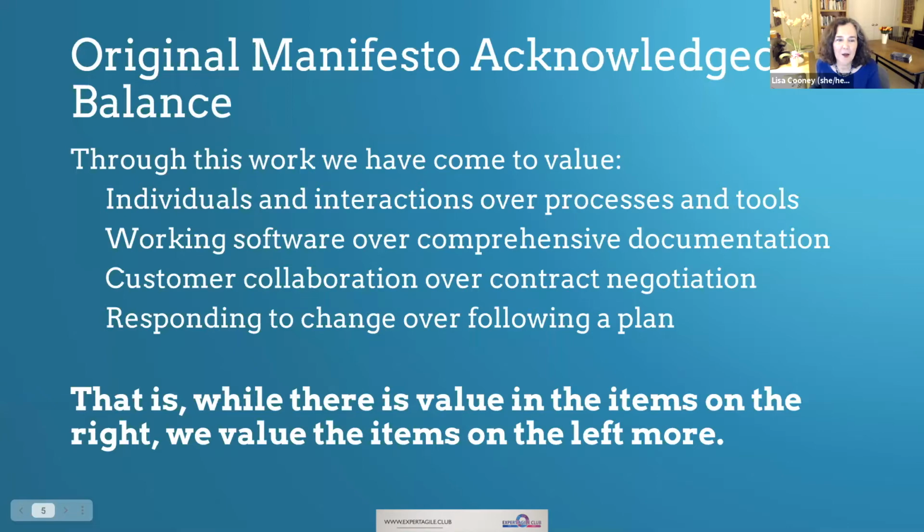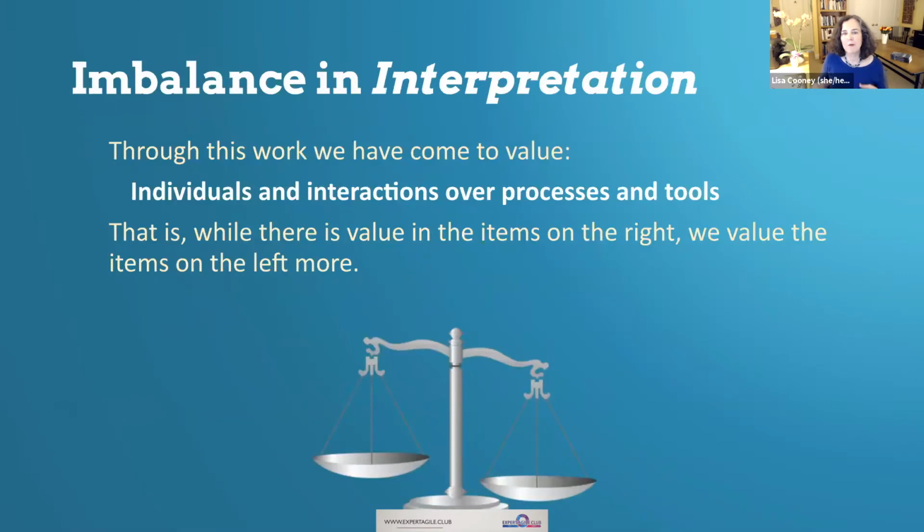So the original Agile Manifesto, many of you are probably familiar with this. I hope you are. It really acknowledged balance, right? It says very clearly in the caveat, while there is value in the items on the right, we value the items on the left more. That caveat, which I think is very important, often gets overlooked. And so when people are interpreting this particular statement, they ignore the balance between these two.